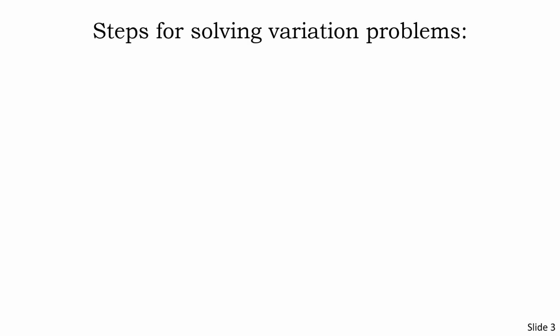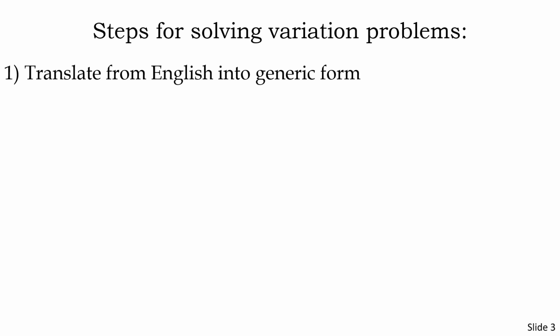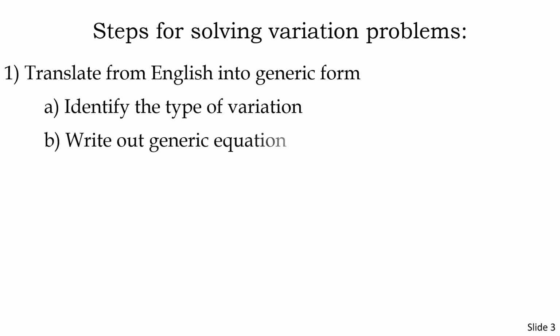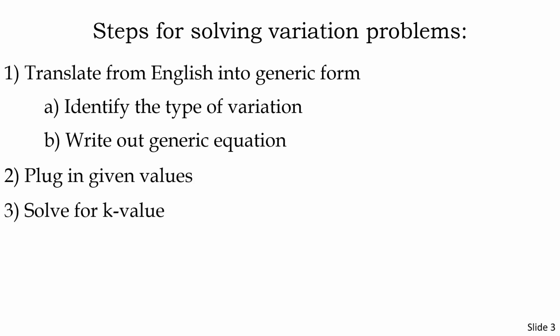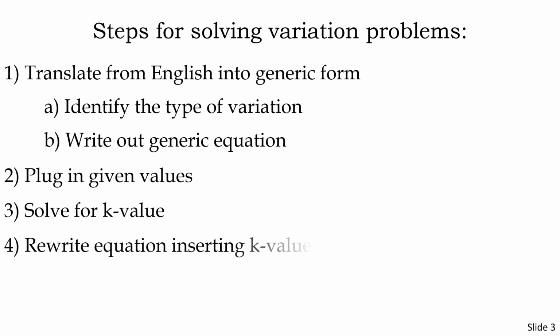Steps for solving variation problems. Translate from English into generic form. Identify the type of variation, and then write out the generic equation. Plug in given values. Solve for the k value. Rewrite the equation using the k value.